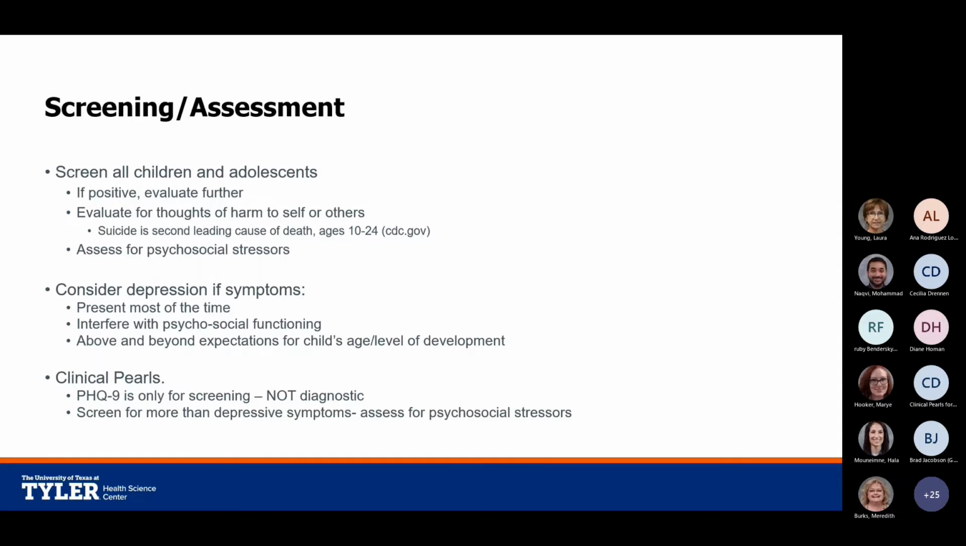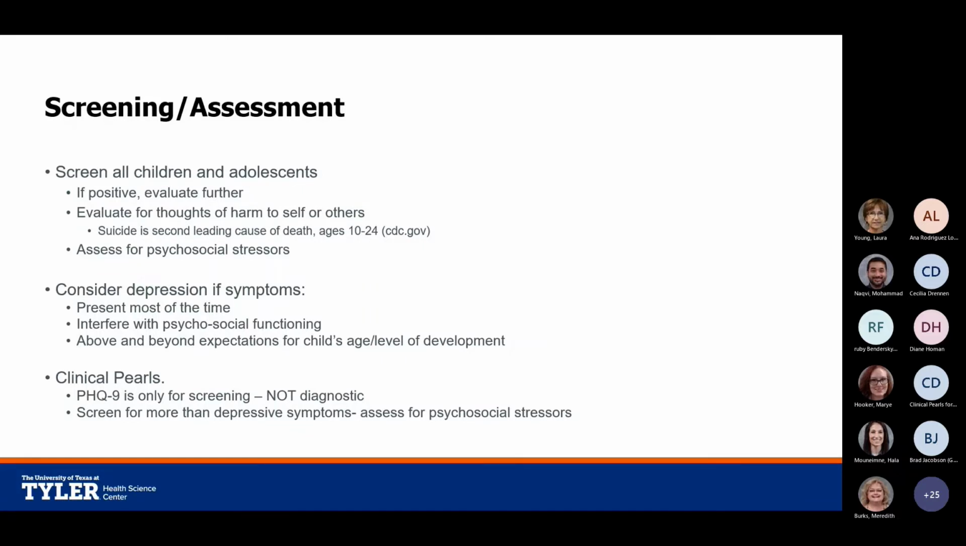Now, we should consider depression if the symptoms are present most of the time, they interfere with the child's psychosocial functioning, and they are above and beyond what is expected for the child's age and level of development. So if someone comes in and says the kid gets sad some of the time, but it's not the majority of the time, we probably don't need to worry about depression. If we don't notice any interference with psychosocial functioning, we might not need to worry about depression. And if it's just what is expected for a child of that development, we might not need to consider depression.